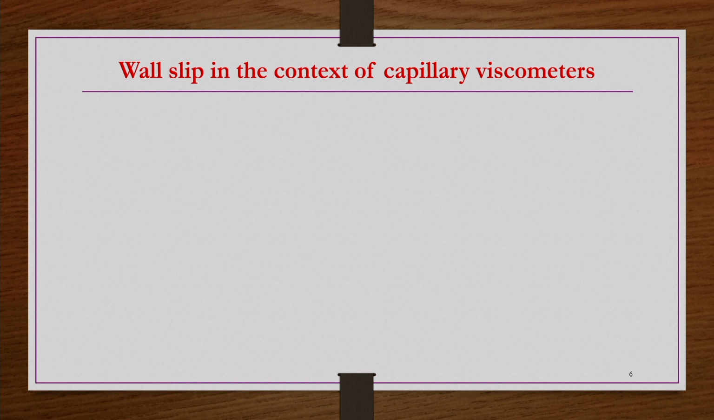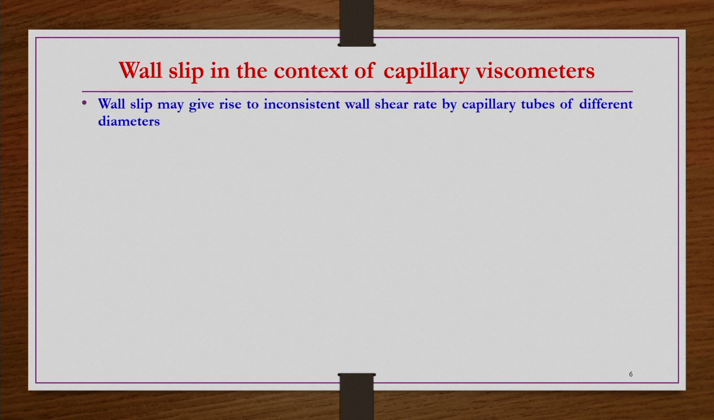So, wall slip in the context of capillary viscometers. Wall slip may give rise to inconsistent wall shear rate, because of the fluid slippage at the wall of the capillary, the flow rate is higher. If the flow rate is higher, then obviously the average velocity would also be higher, because the cross-sectional area remains the same. That higher velocity gives an inconsistent or unreliable shear rate at the wall of the capillary, because velocity is related to the shear rate, right.